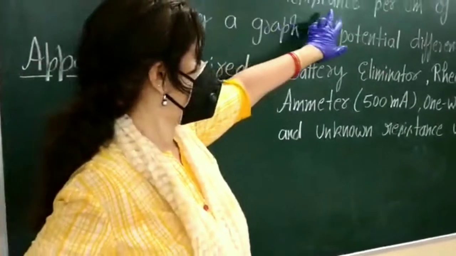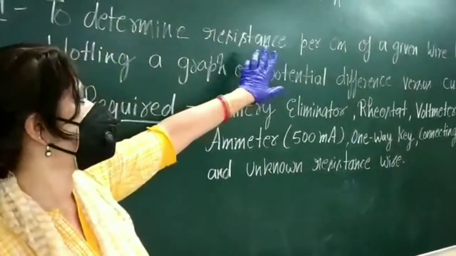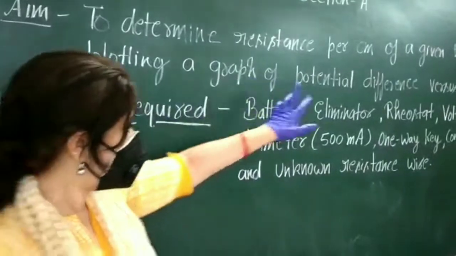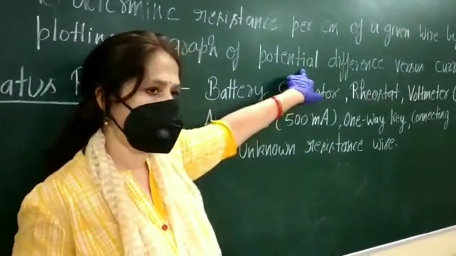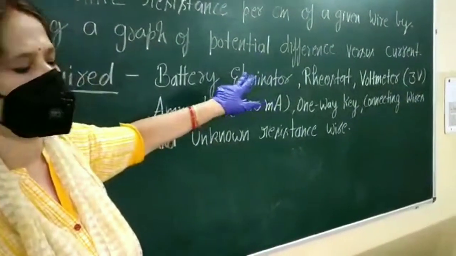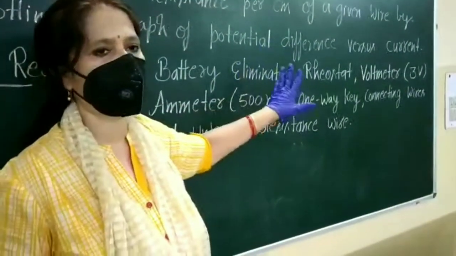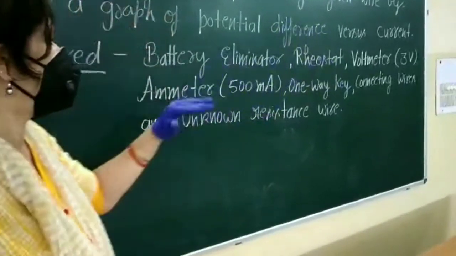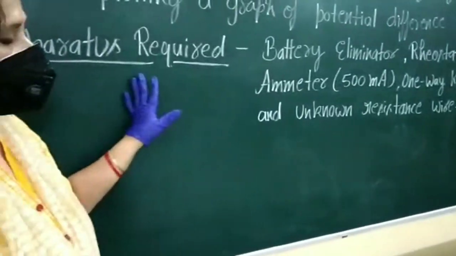First of all, what is resistance? Resistance is a property which opposes the flow of current, and potential difference is the work done per unit charge in bringing a unit positive charge from one point to another point in a circuit, and current is charge per unit time. Now what are the apparatus required?